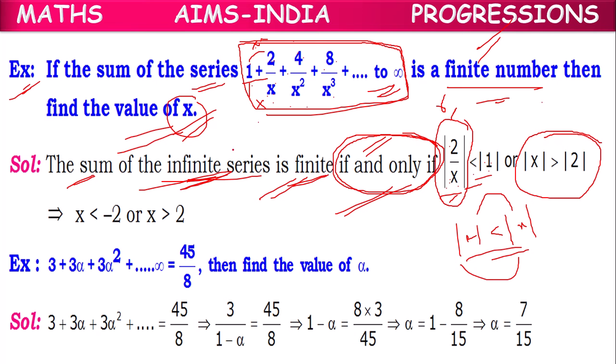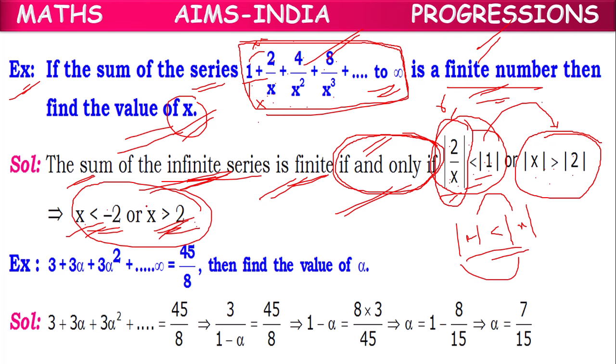So this infinite series will have a finite sum under this condition. Modulus of x greater than modulus of 2 means indirectly that x should be less than minus 2 or greater than 2. So this is the value of x according to the condition.